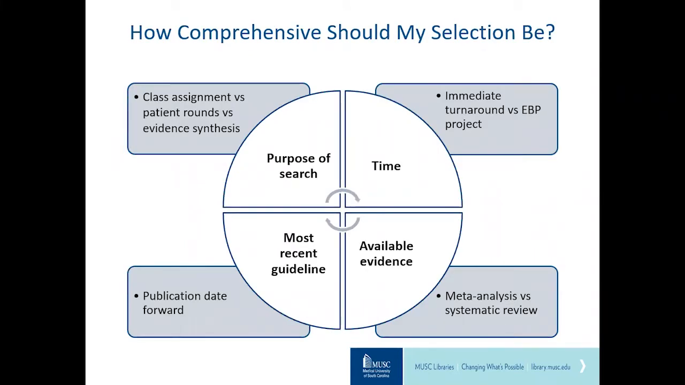Similar to the decision regarding how comprehensive the search should be, the decision to add an additional layer of inclusion-exclusion criteria is based on multiple factors. The first is the purpose of the search, which helps to dictate how comprehensive your collection should be. If the purpose is for patient rounds, then it may only be 1 or 2 articles that immediately confirm interprofessional decision-making. If the purpose is a class assignment, it may be important to make sure you pare down to only the best 3 to 5 articles based on need.